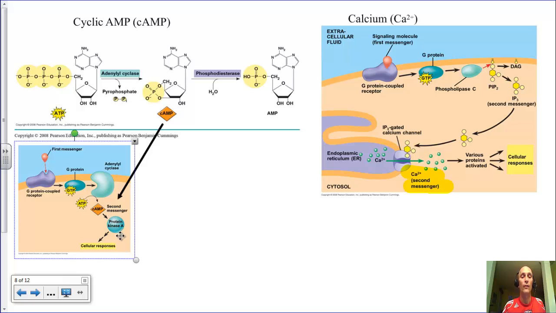And when I say key messenger, what I mean is that it's going to cause lots and lots of molecules to be activated. So there is this huge, it's almost like a domino effect. One molecule affects hundreds, that affect thousands, that affect tens of thousands of molecules.